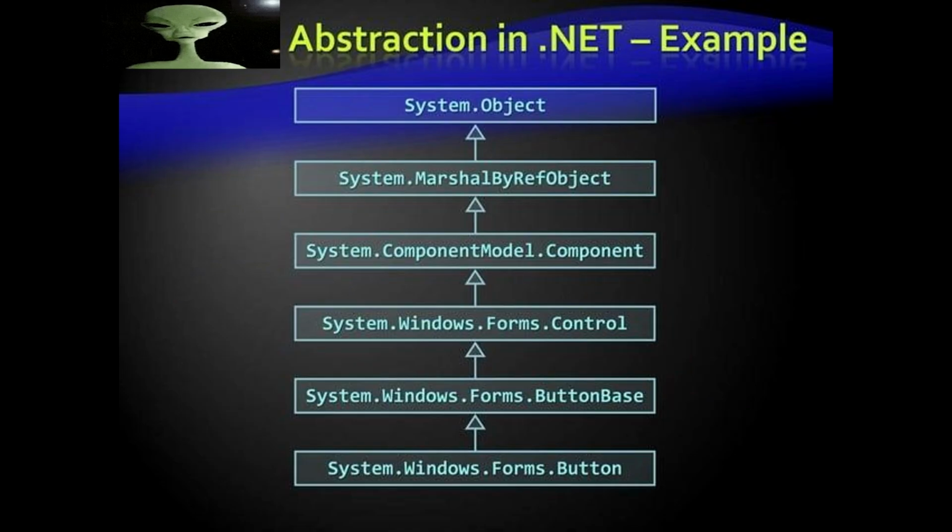In .NET, here is an example of abstraction. Near the bottom, a Windows, which is your strange operating system, or at least one of them, has Button as part of Forms, which inherits from ButtonBase, which inherits from Control, which inherits from Component, which inherits from MarshalByRefObject, which inherits from the base universal object.